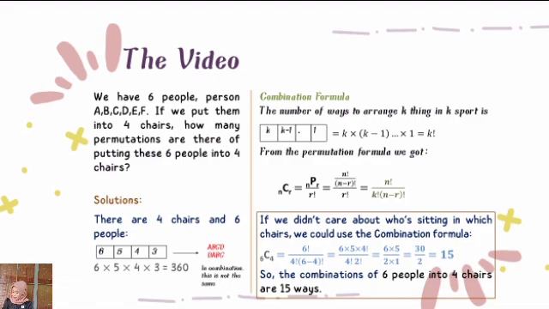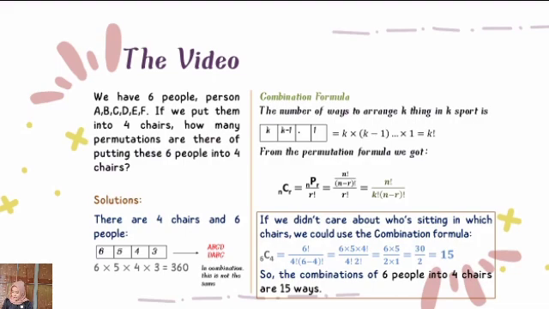Next, still in the video, we have 6 people, person A, B, C, D, E, F. If we put them into 4 chairs, how many combinations are there of putting these 6 people into 4 chairs? Solution: there are 4 chairs and 6 people. So 6 times 5 times 4 times 3 equals 360.